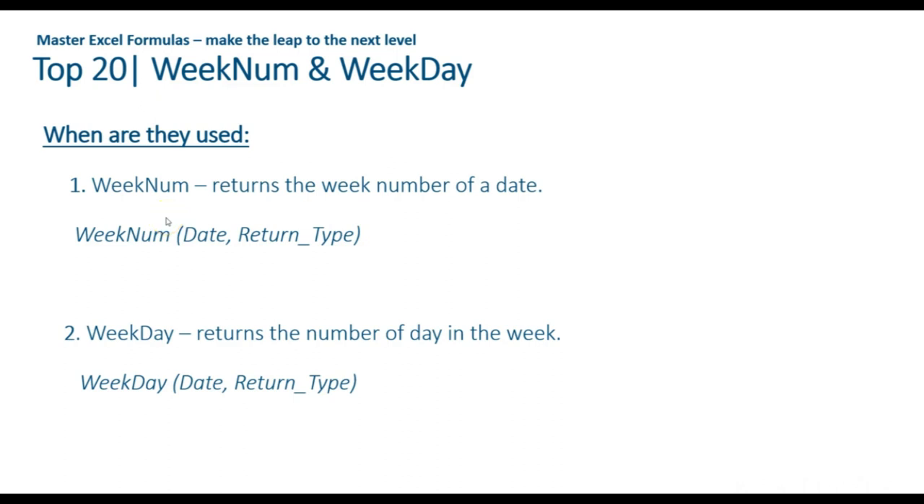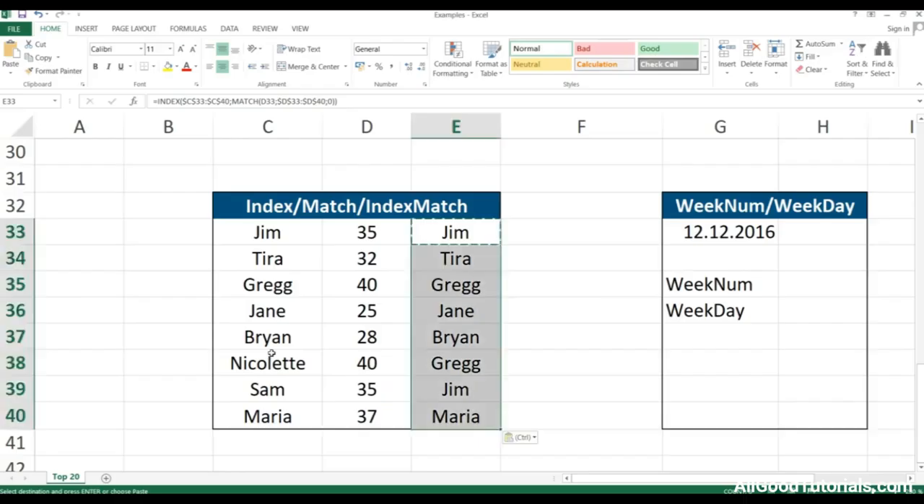The WEEKNUM formula returns the week number of a specific date, whereas the WEEKDAY formula returns the number of the day in the week. So what we need in terms of the structure is basically pretty similar. Okay, WEEKNUM and WEEKDAY both need a date to be entered from a specific cell, for example, and then a return type. You will see what I mean by return type in the examples that I am going to give you now.